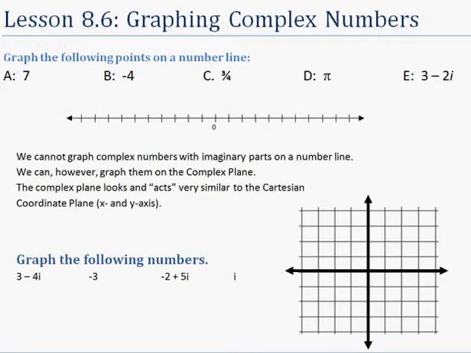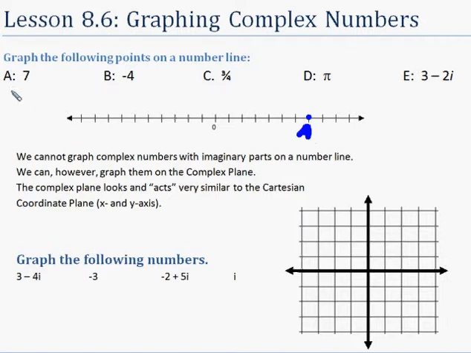Before we graph complex numbers, we're going to go ahead and graph these numbers on a number line. So we're going to graph the point 7. So let's graph 7. We see we have 0 here, and we want to count up to 7: 1, 2, 3, 4, 5, 6, and 7. So that's our point A.